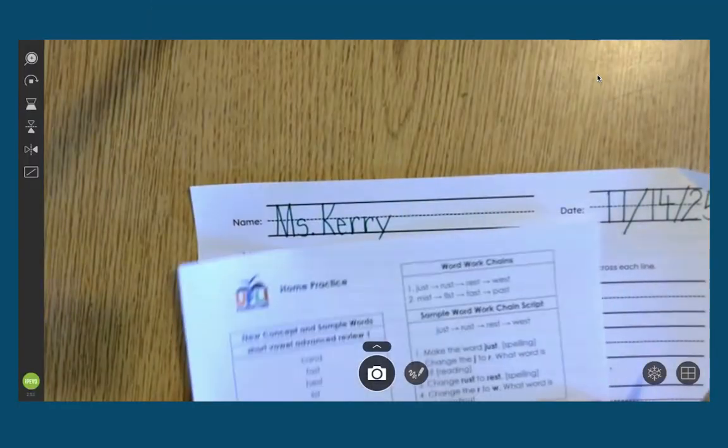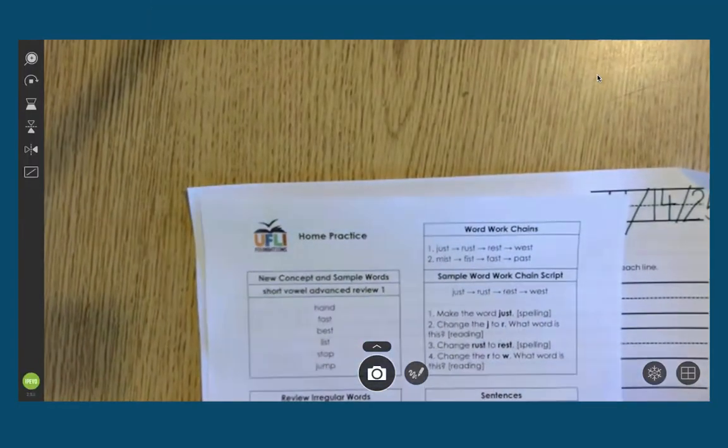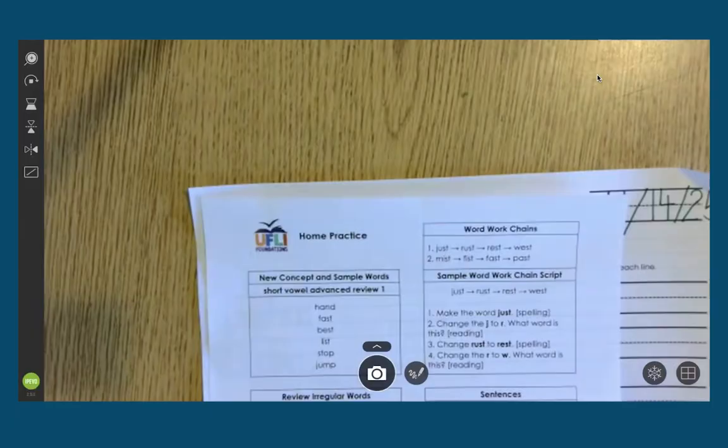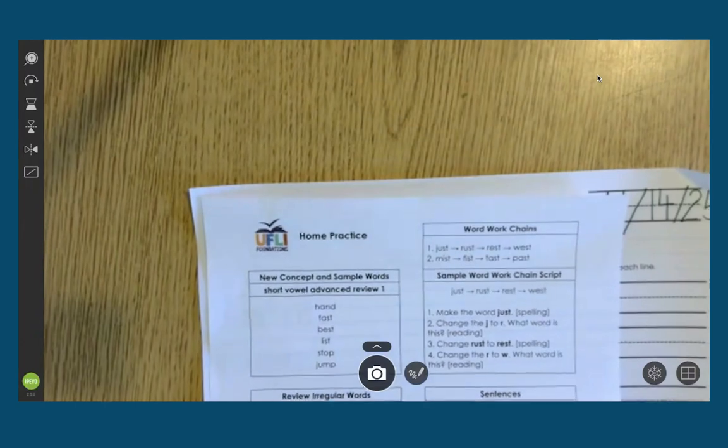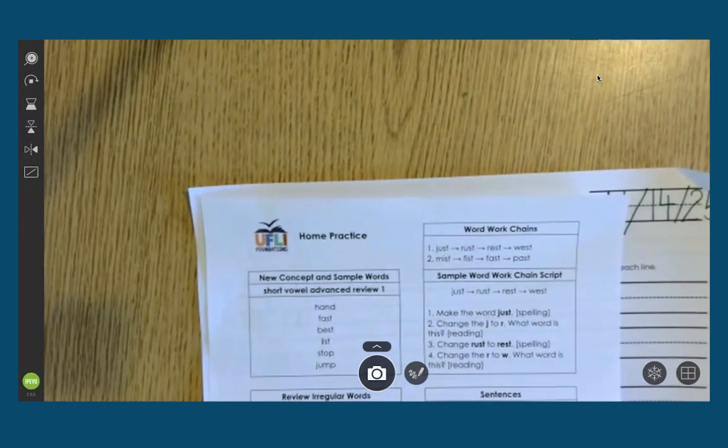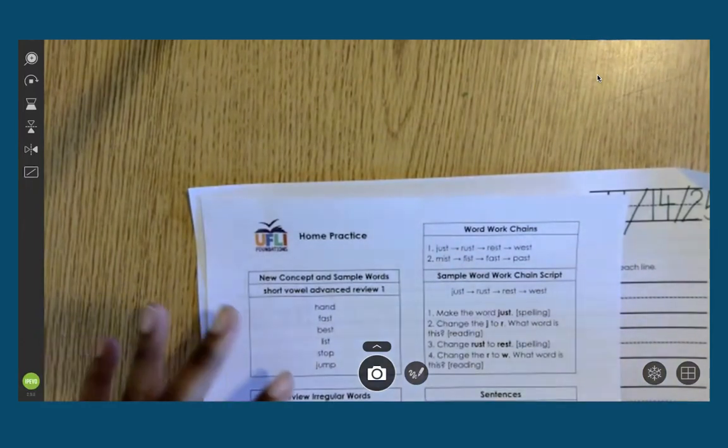All right. Hello, everyone. My name is Miss Kerry. I am a first grade teacher at the Compass School. And today I am here to explain to you about the homework practice sheets from UFLI Foundations.